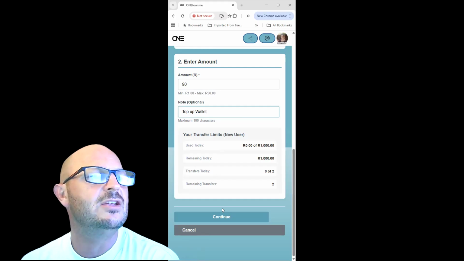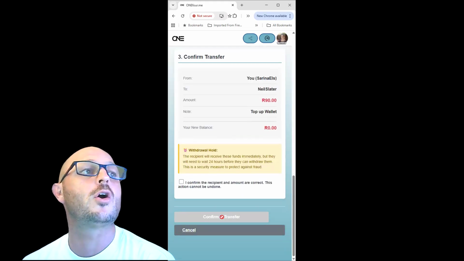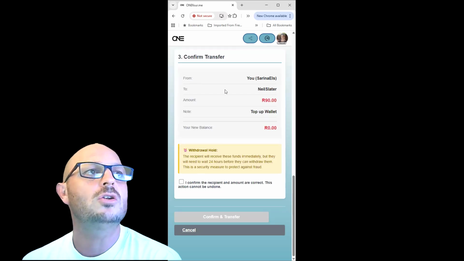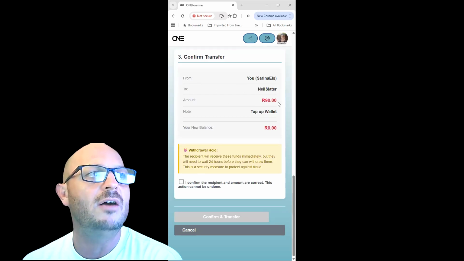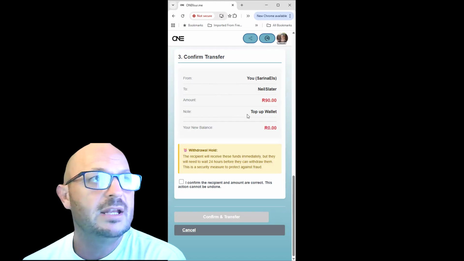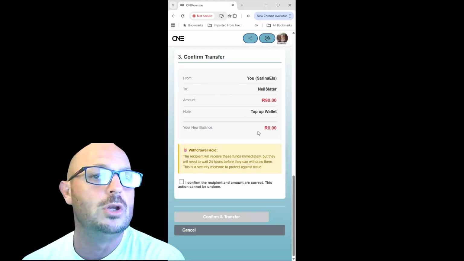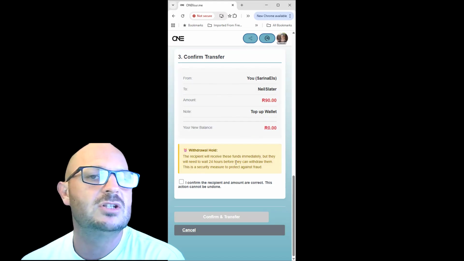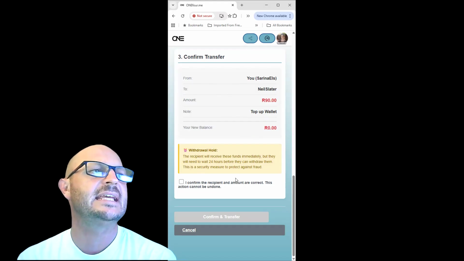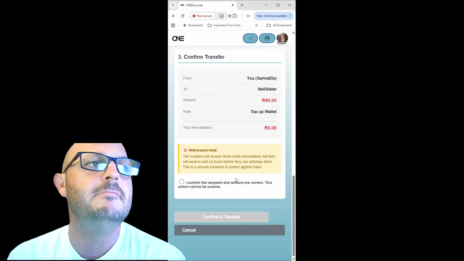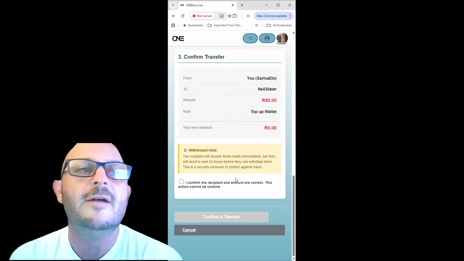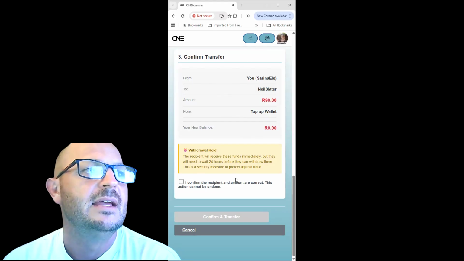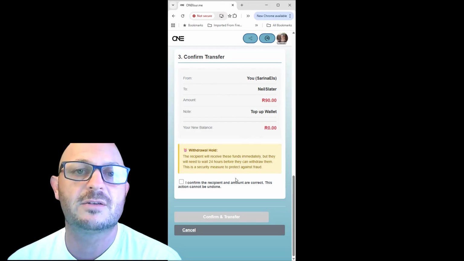Okay. So once you've got that, then you can just continue. It'll take you to a confirmation page. It'll say you will transfer the amount of, and then if you have put in a note, it'll put it up there and it'll show you your new balance. It also gives a little notice here that says the recipient will receive these funds immediately, but they will need to wait 24 hours before they can withdraw that amount. This is a security measure to protect against fraud.